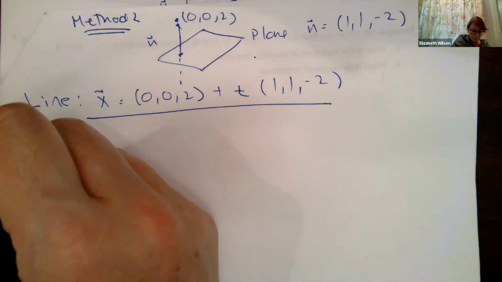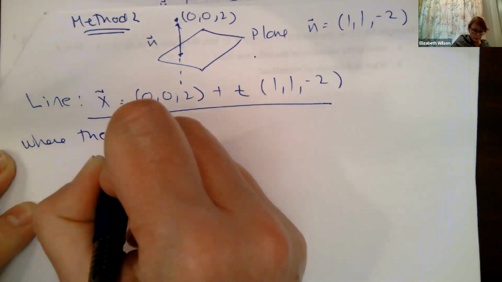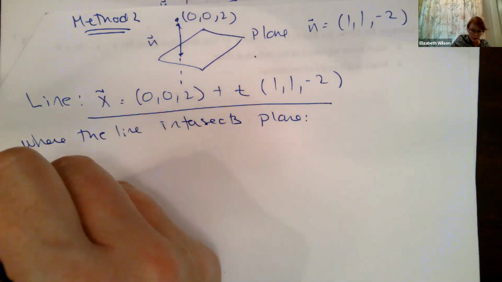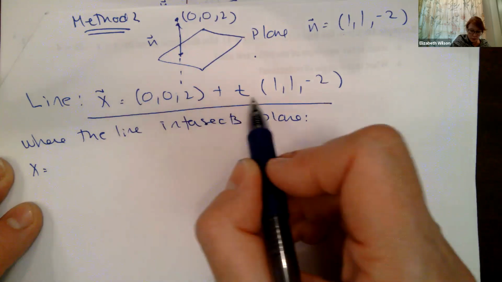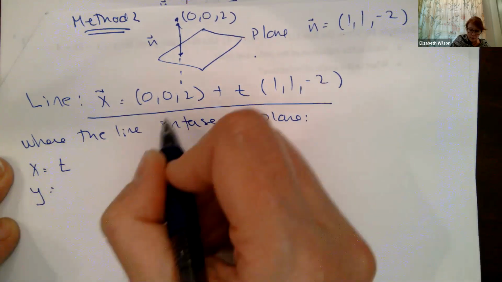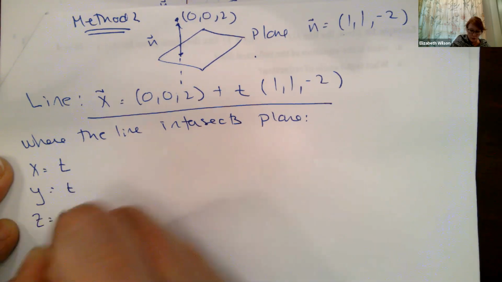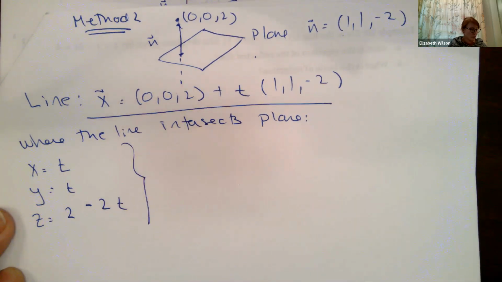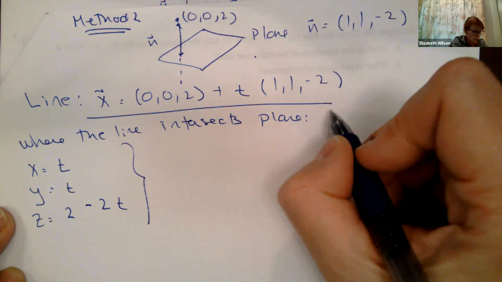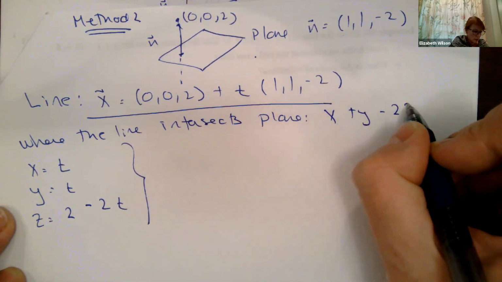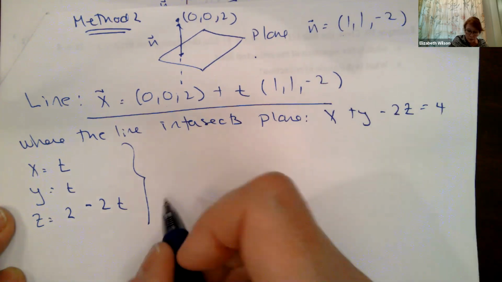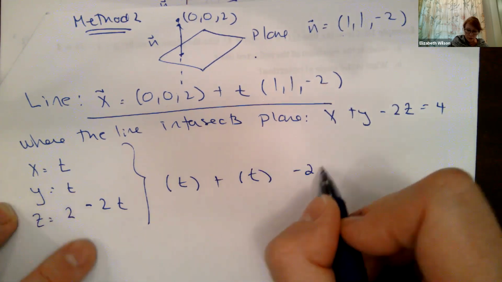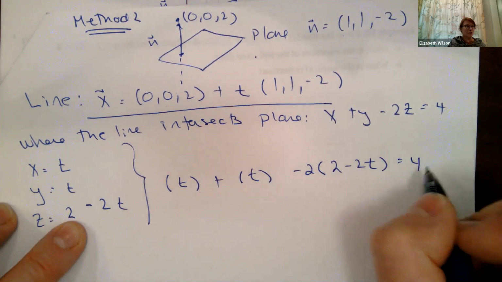So where the line intersects the plane, it's like this. I'm going to go x equals 0 plus t, y equals 0 plus t, z equals 2 minus 2t. I'm going to plug that into my plane equation, which they gave me at the beginning, which was x plus y minus 2z equals 4. So I'm going to plug that in: x is t, y is t, minus 2 times 2 minus 2t equals 4.